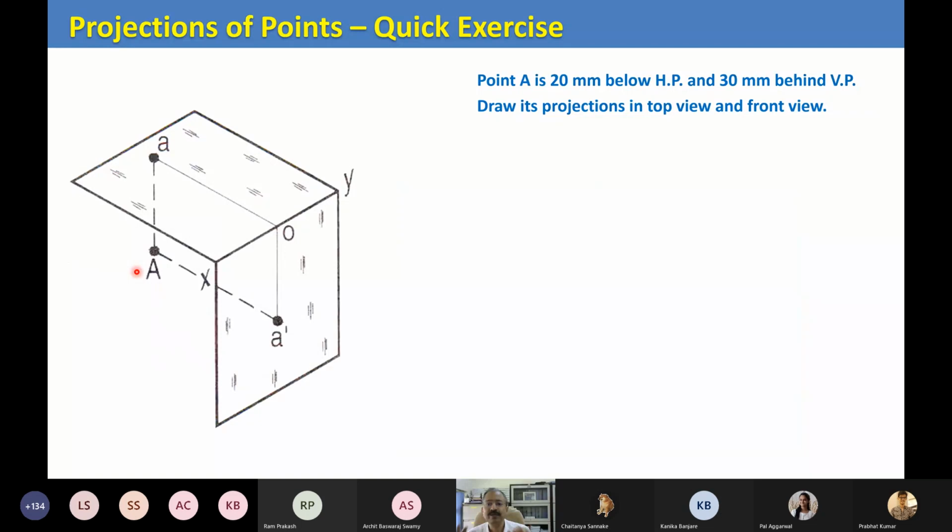Okay, maybe one small quick exercise just to completely iron out in your minds what we're talking about. Let's say that a point A is 20 millimeters below the horizontal plane, which is this plane, and 30 millimeters behind the vertical plane. In other words, the distance A to small a is 20 millimeters, and the distance A to small a dash is 30 millimeters. Just on your sheet or rough notebook, draw the projections of the point on the top view and front view, and this time mark the distances also. Write 20 millimeters, 30 millimeters also. 30 seconds, quick one.